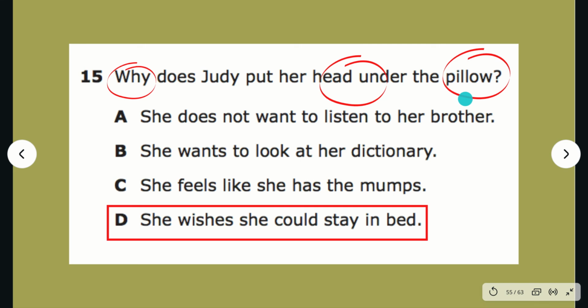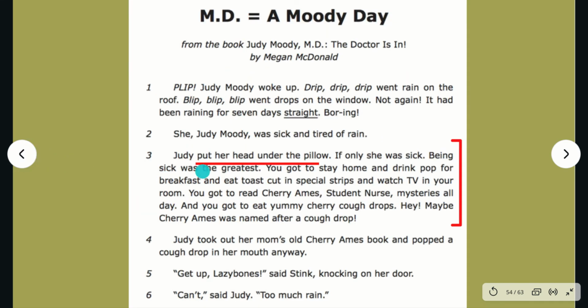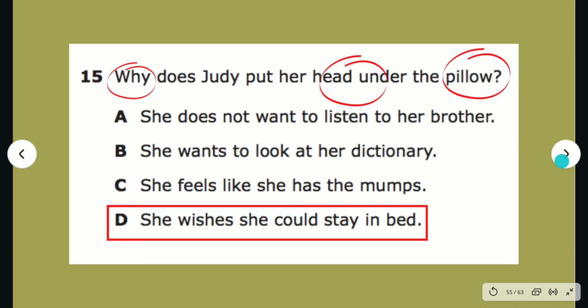She puts her head under her pillow because she wishes she could stay in bed. If you look here, she says, if only she was sick. Being sick was the greatest. You got to stay home and drink pop. She's telling us all of the things that she could do if she got to stay home.